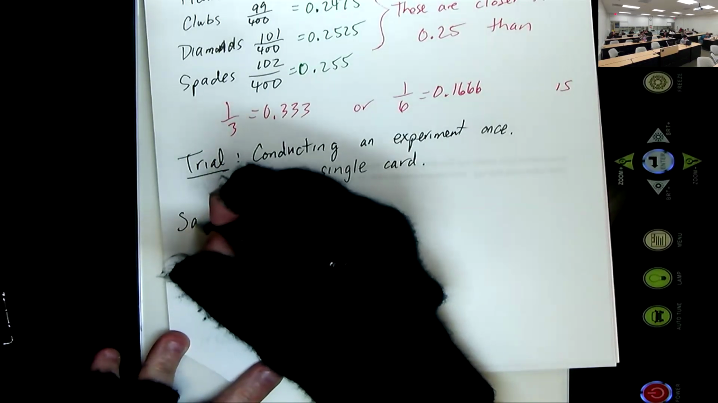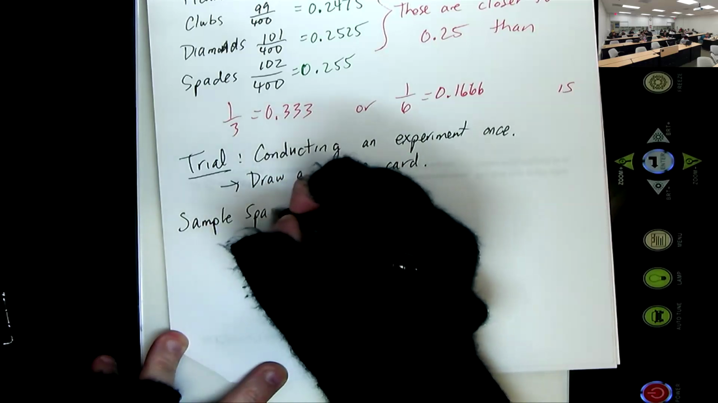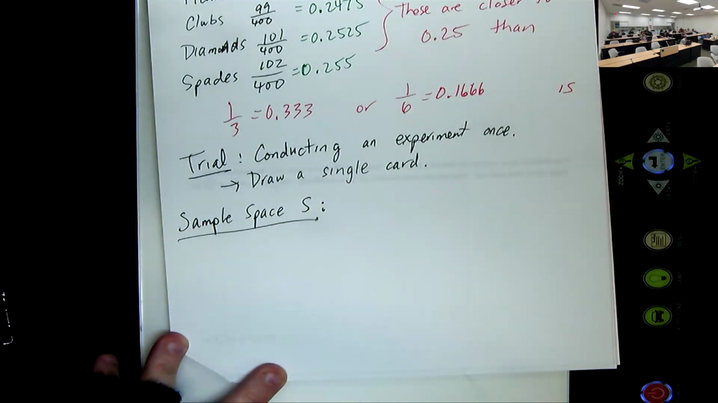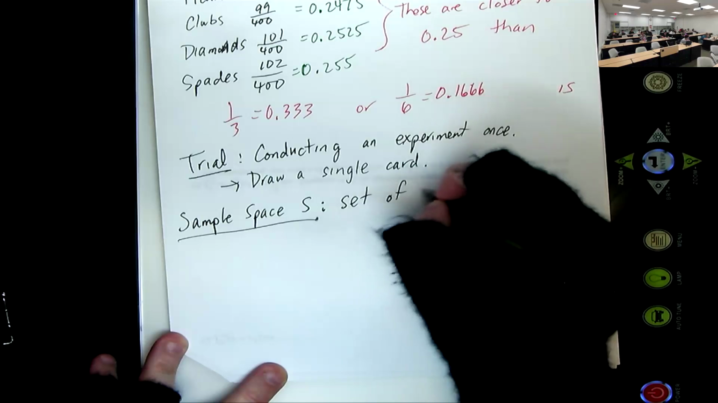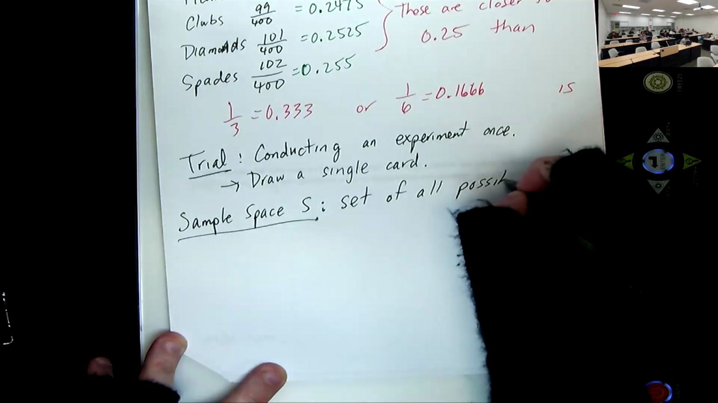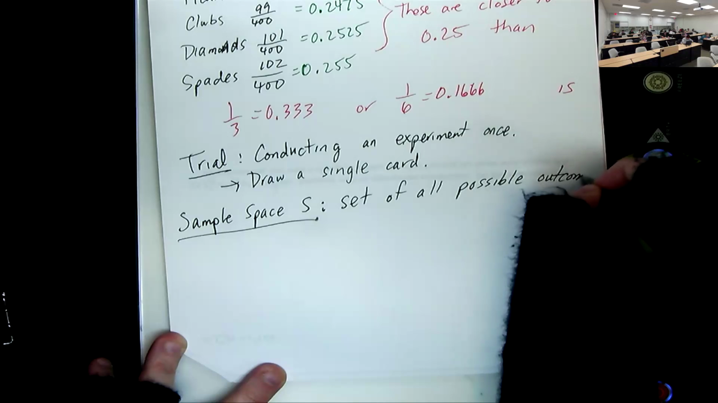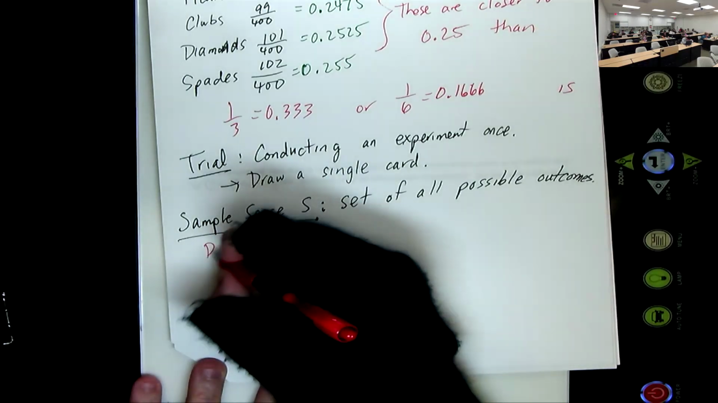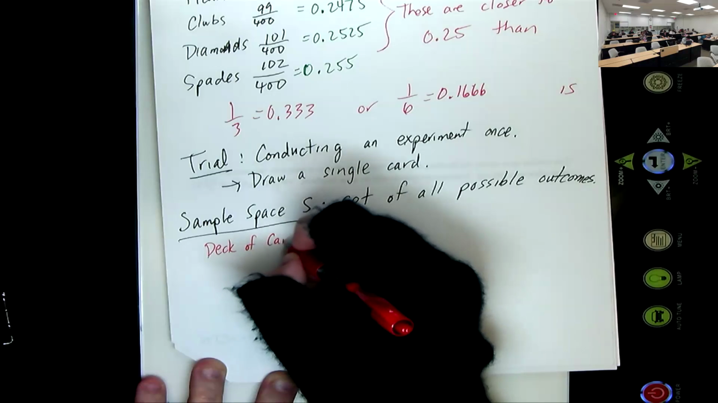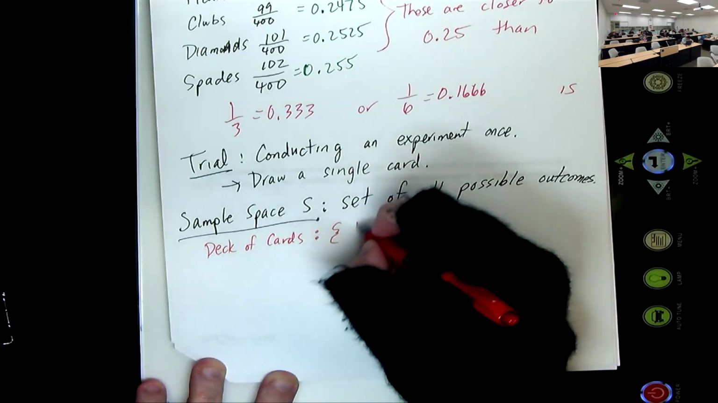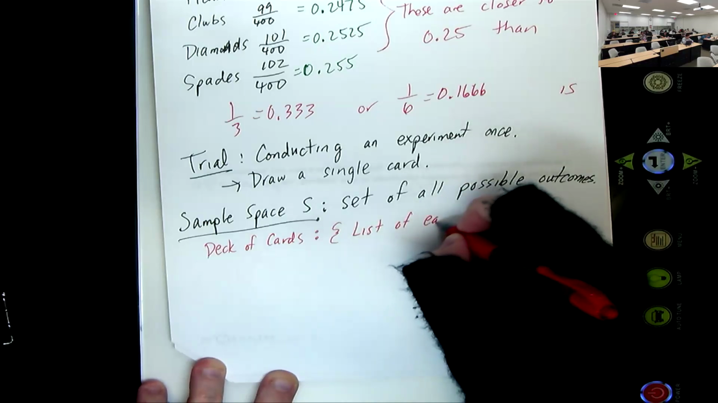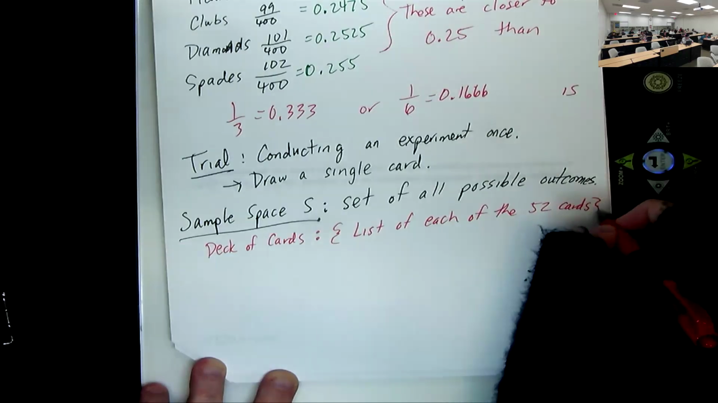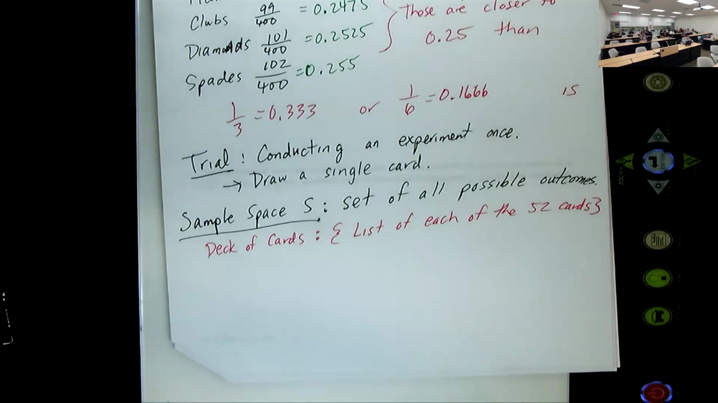The next one we need is sample space. They usually give the letter S. The sample space is the set of all possible outcomes. For a deck of cards, it's the list of each of the 52 cards. I'm not gonna write out the list of 52 cards, that's batshit crazy.